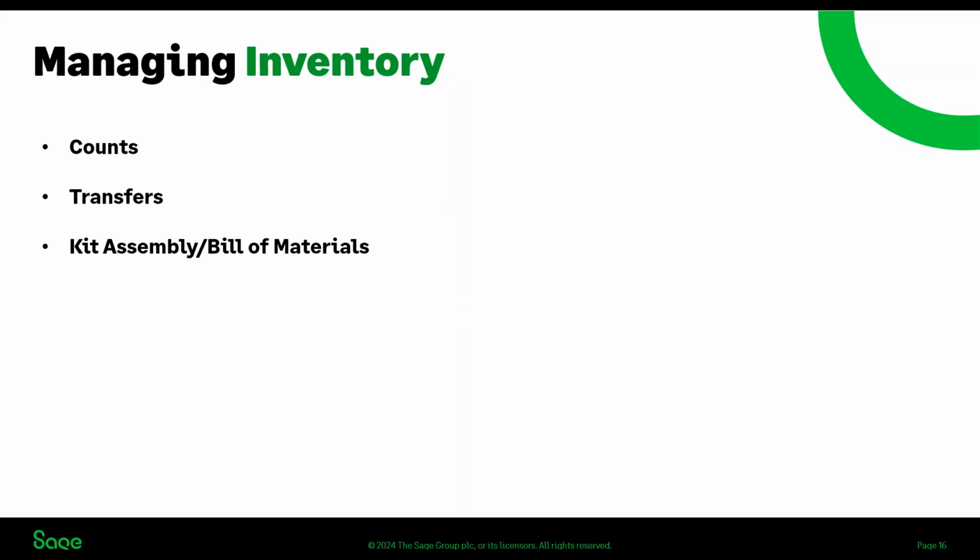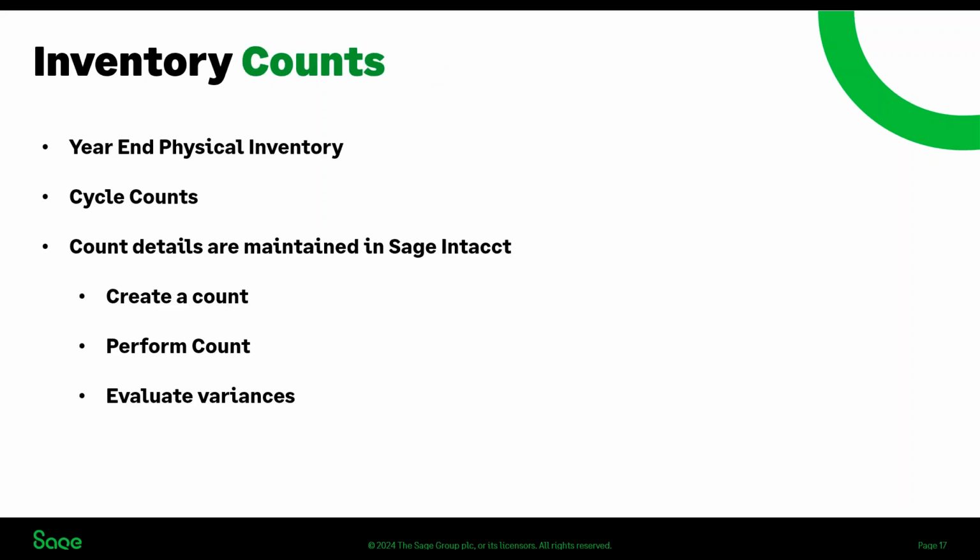Now, inventory transactions. There are three main that we see here. You're counting items, you're transferring items, or you're building kits. Inventory counts, a lot of companies do like a year-end inventory. They might do cycle counts. And what happens is you're maintaining the count details back in your Intacct system.